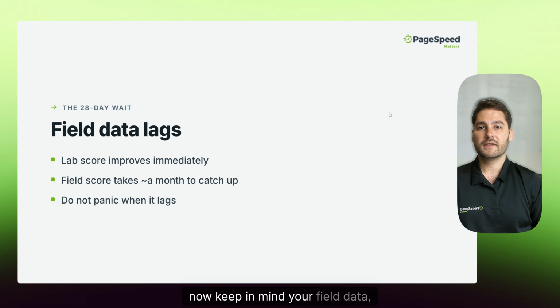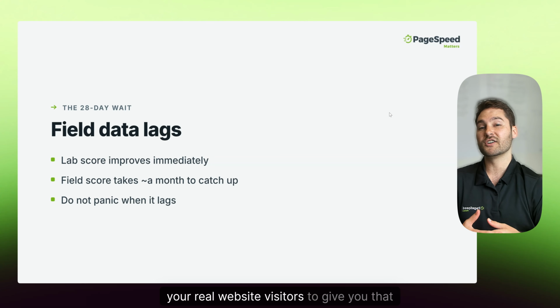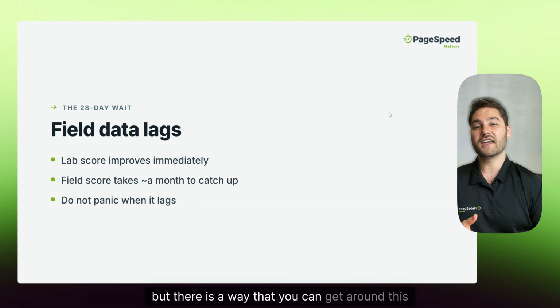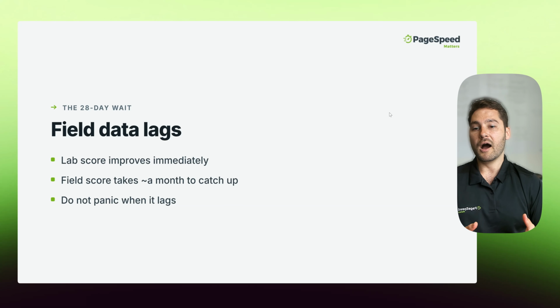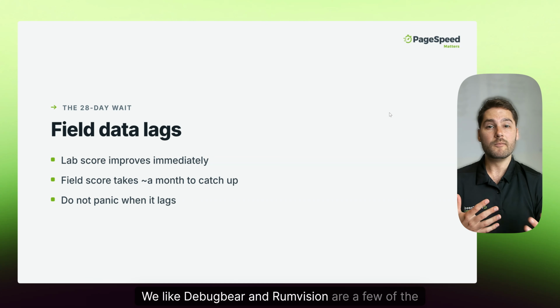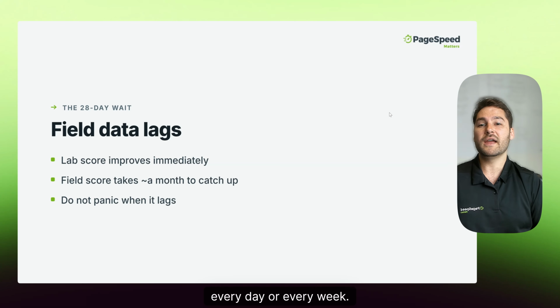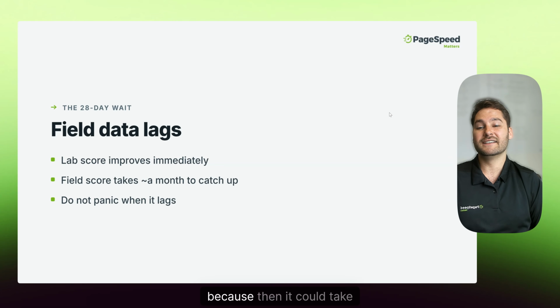Now keep in mind, your field data takes 28 days of Google collecting data from your real website visitors to give you that passing or failing grade. But there is a way that you can get around this, and that's by having a real user monitoring tool. We like DebugBear and RUMvision, a few of the ones that we use. You want to make sure that you can test this data every day or every week, especially if you don't have a lot of traffic. You don't want to have to wait the full 28 days, because then it could take months to properly optimize and pass.